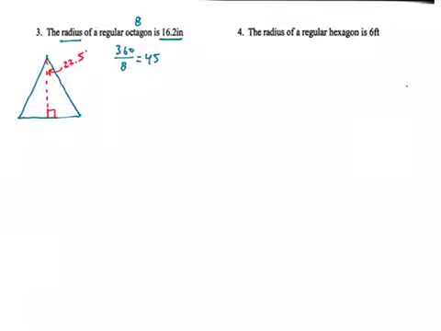This time they gave us the radius, which would be this measurement here, in this case the hypotenuse. So 16.2, but we're still looking for the apothem, this measurement here. We're still going to use right triangle trig, but this time instead of opposite and adjacent, we have adjacent and hypotenuse. So now it's cosine of 22.5 over 1 equals A over 16.2.